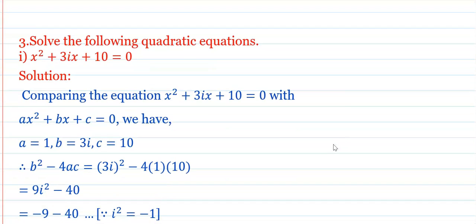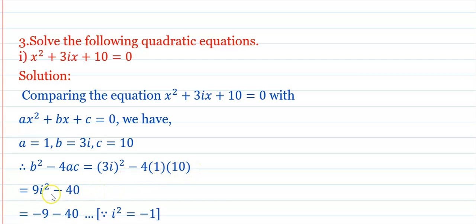Now the next question. Question number 3. Solve the following quadratic equations: x square plus 3ix plus 10 equals 0. Comparing with x square plus bx plus c equals 0, we have a is 1, b is 3i, c is 10. The value of b square minus 4ac is: 3i bracket square minus 4 into 1 into 10.